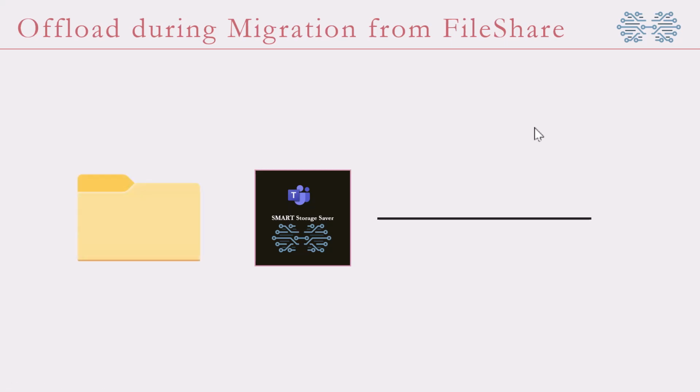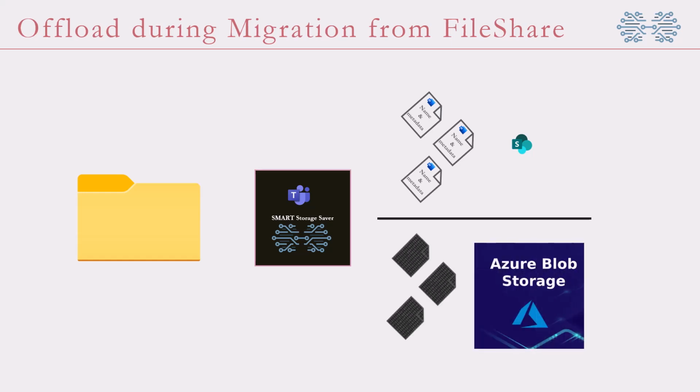You can also offload during migration from a file share. So again, the items get created in SharePoint Online with names and all that, and the binary content of the files goes into Azure Blob Storage. So at the end of the day, your footprint in SharePoint Online is very, very small. There's no limit to the file size, and all types of files can be imported, and they are streamed directly to Azure Blob Storage.